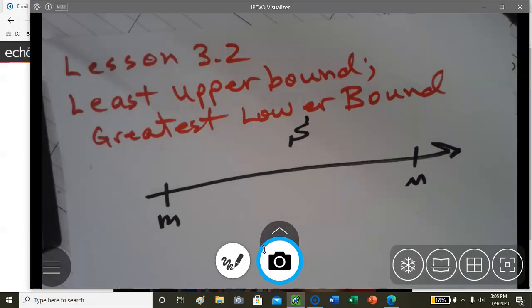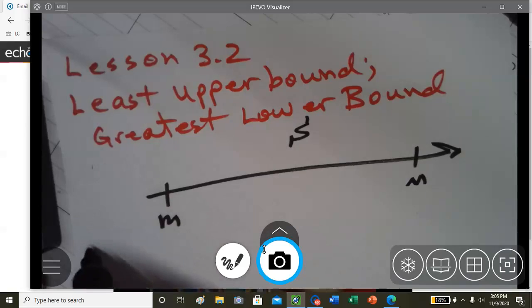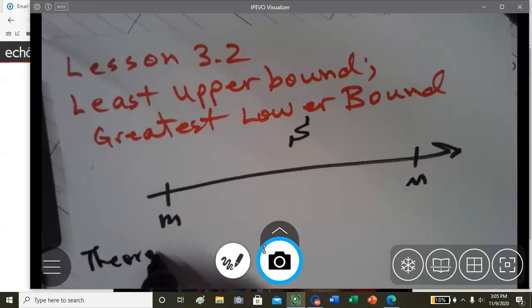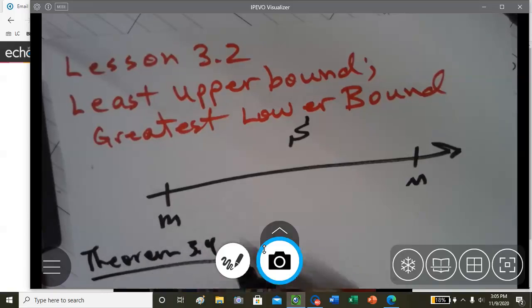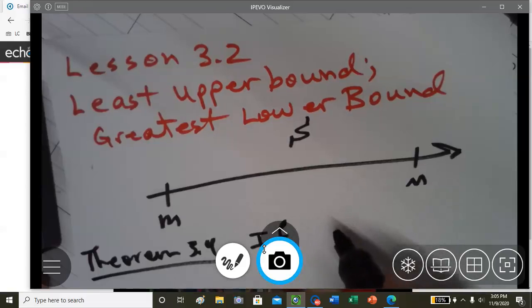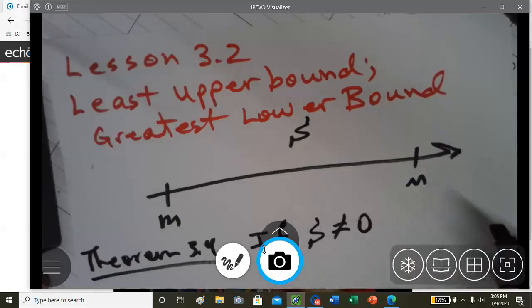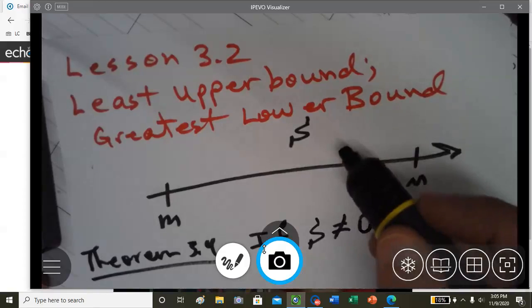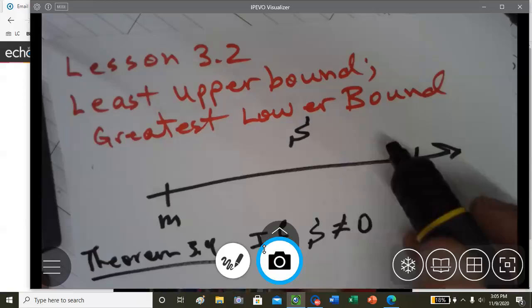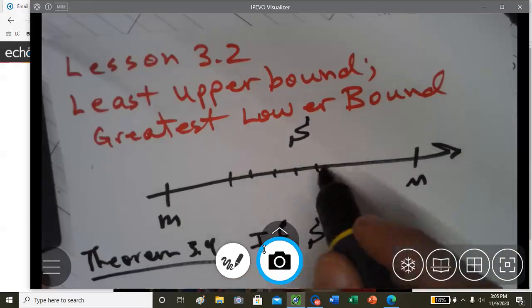Okay, this is lesson 3.2, least upper bound, greatest lower bound. And we're going to go over Theorem 3.4. And basically that states that if S is not an empty set. So in other words, here's set S, and it's got some numbers in it.